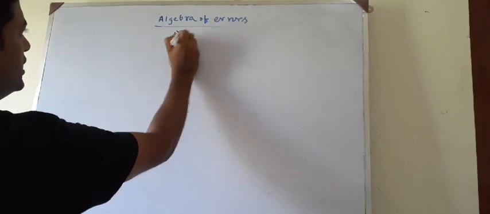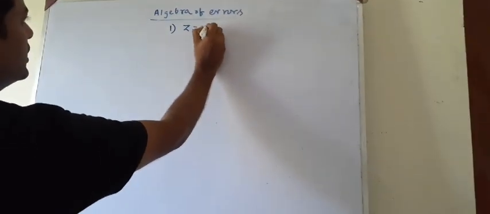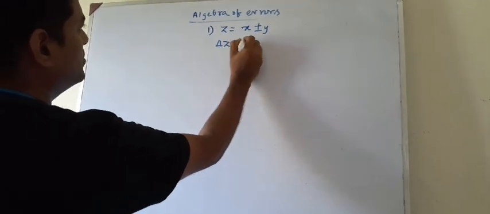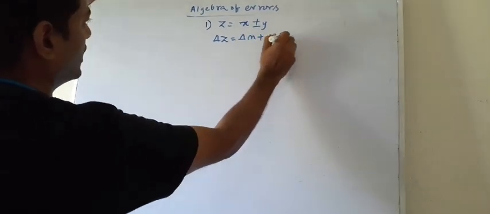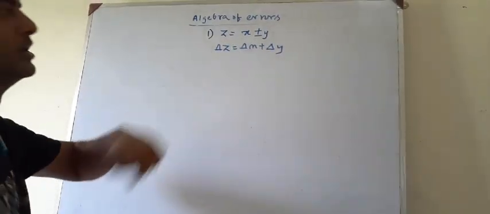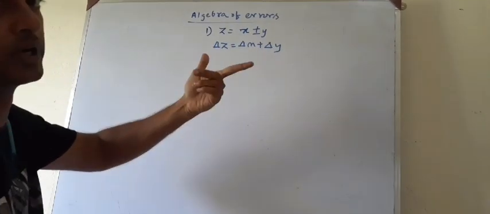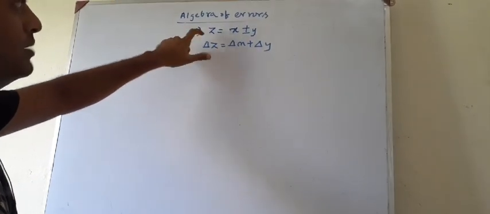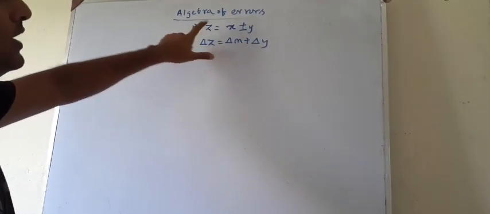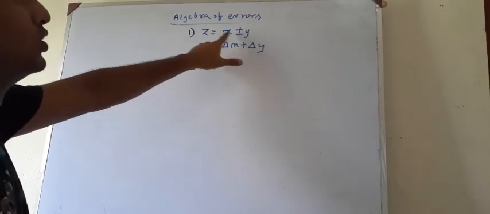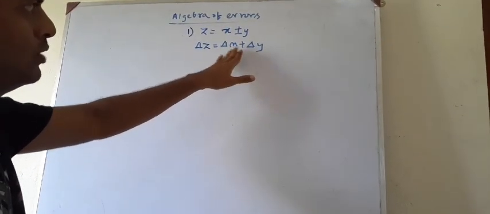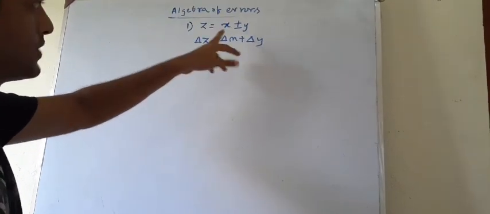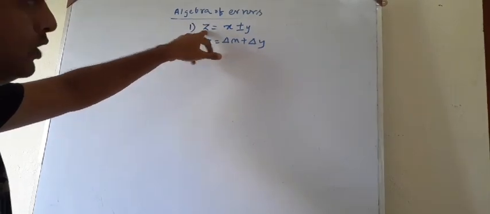So first property we have studied, if Z is given as x plus minus y, then delta Z will be delta x plus delta y. It means if a physical quantity can be represented by addition or subtraction of two other physical quantities, then the absolute error in measuring the first physical quantity will be the addition of the absolute errors in the two different quantities.